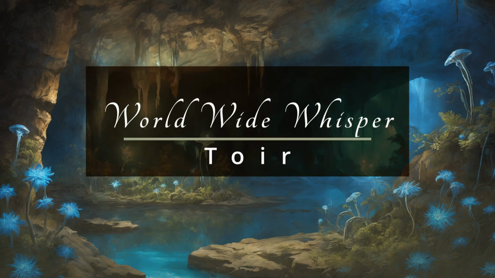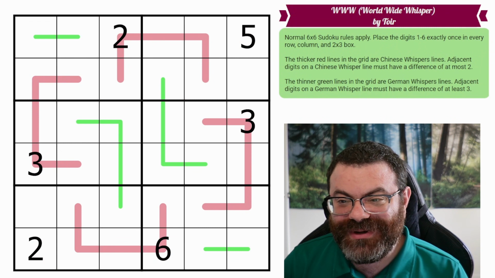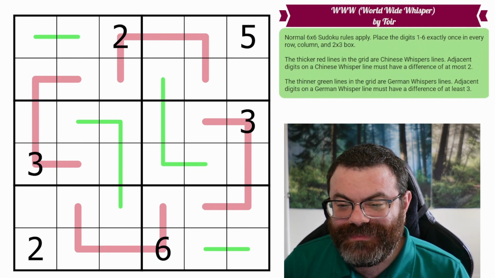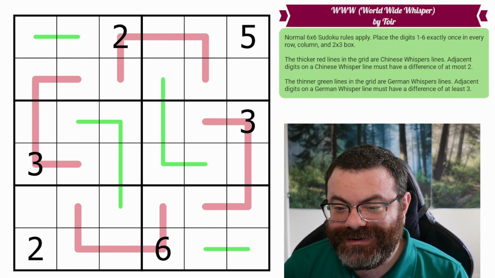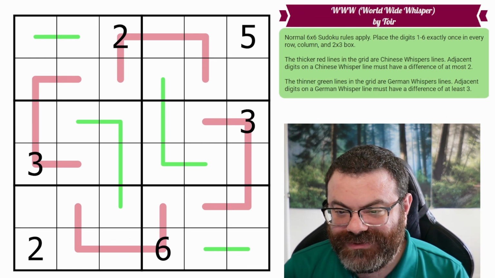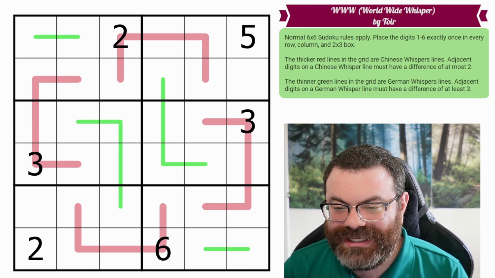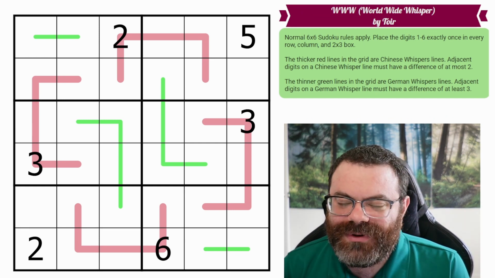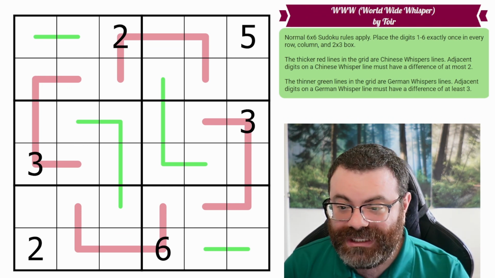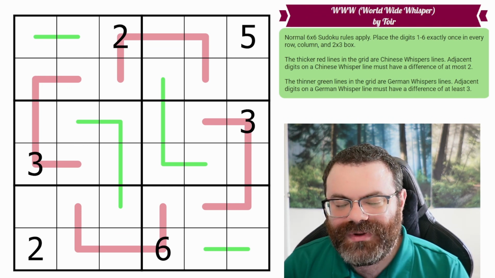Hello, let's continue our Sudoku adventure with WWW Worldwide Whisper by Toir. So this is puzzle number 5 in our first theme week for the Sudoku adventure, the theme being Chinese whispers. If you want to learn more about that, go back to puzzle 220. I describe it there. But what is this puzzle?